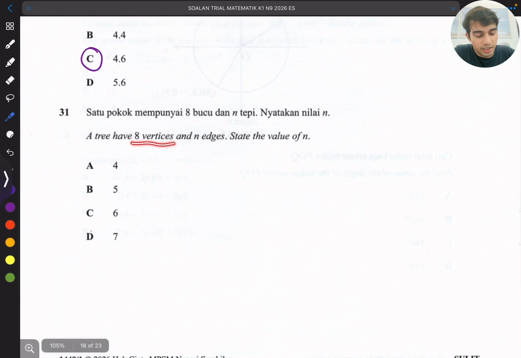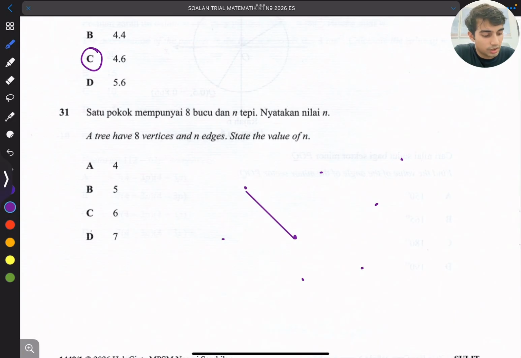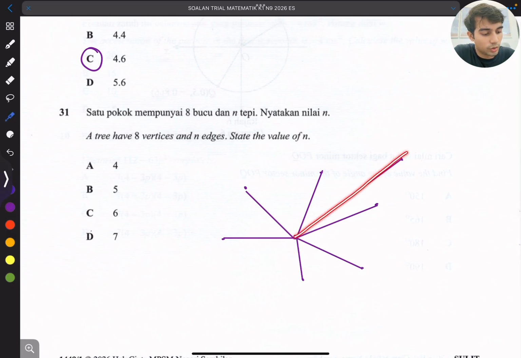A tree has 8 vertices and n edges. State the value of n. If a tree has 8 vertices, 1, 2, 3, 4, 5, 6, 7, 8, the number of edges will be vertices minus 1. Because for a tree, there must only be one way to go from one point to another point. So with 8 vertices, the number of edges will be 7. 1, 2, 3, 4, 5, 6, 7. It's just 8 minus 1.